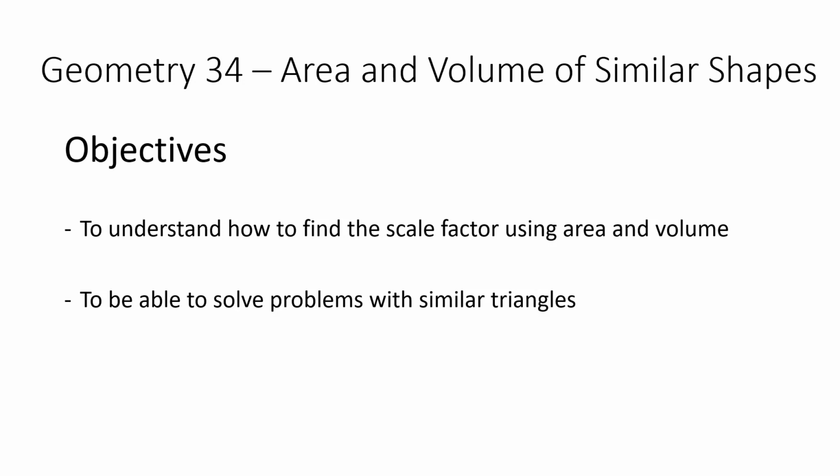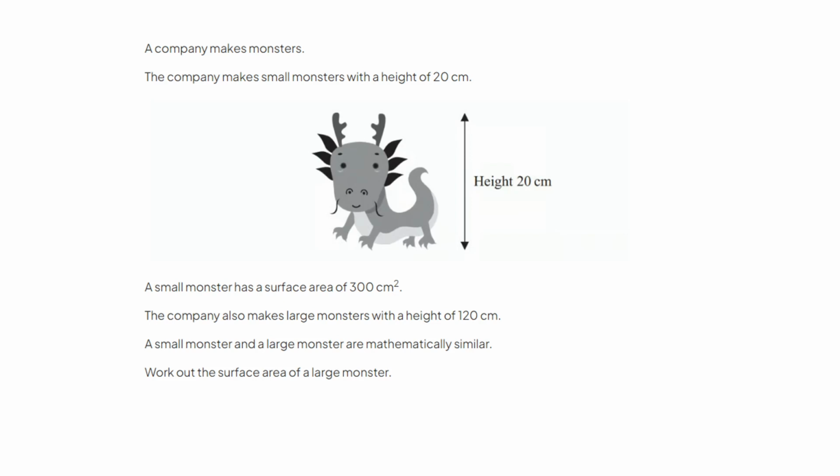What about if we're only told that the area or volume is similar? See, because scale factor works a little bit different. Let's take a look. For this example, we're told that a company makes small monsters with a height of 20 centimeters. We're told the small monsters have a surface area of 300 and the large monsters have a height of 120. So what is the surface area of the large monster?